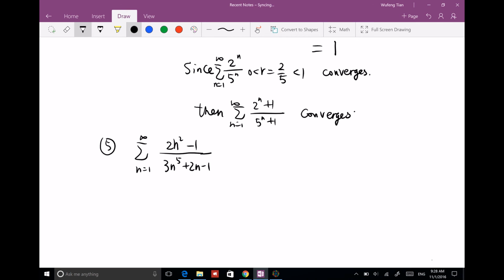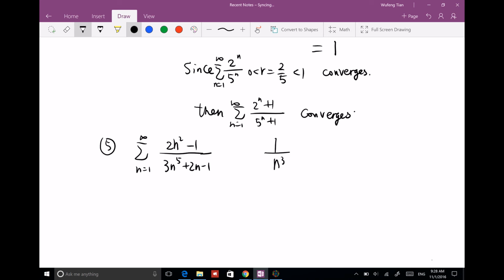I wasn't sure with this one. Would you compare it with 2n squared over 3n to the 5th plus 2n? Let's compare with the easy one. This is n squared, this is n to the fifth. What's the difference of the power? 3. Yeah, we just compare with 1 over n cubed.